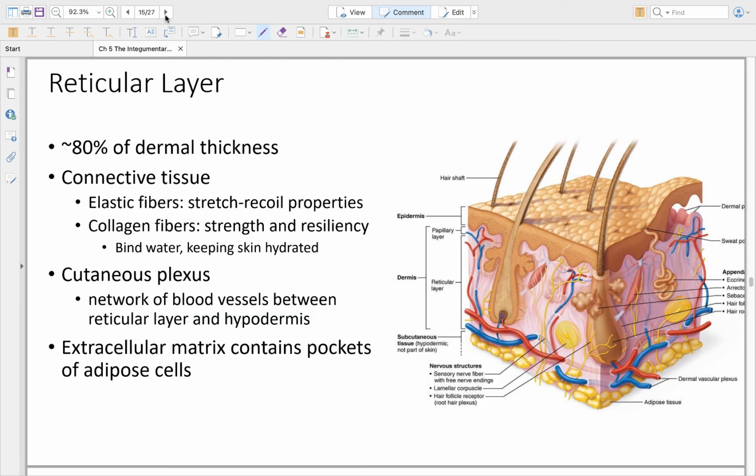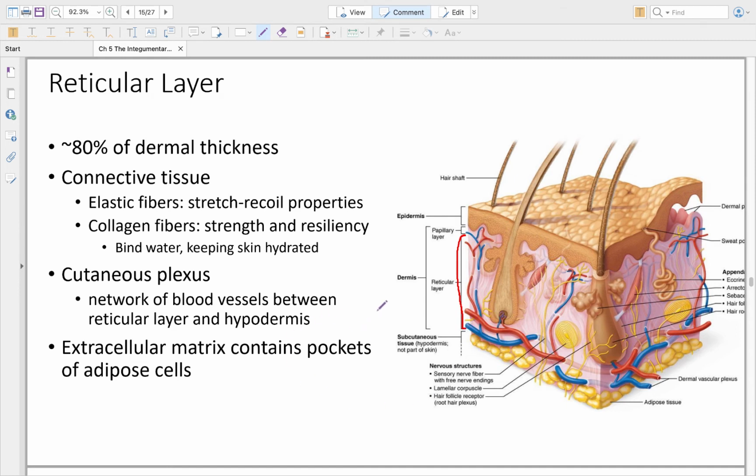Now, this shouldn't be surprising. 80% of the dermal thickness is made up by the reticular layer. And we can clearly see that here. It takes up most of the dermis. Now, inside there's connective tissue that has elastic fibers that allows the skin to stretch and recoil. Collagen fibers provide elasticity, strength. It allows your skin to be resilient. It also helps bind water molecules and keep skin hydrated by locking in moisture.